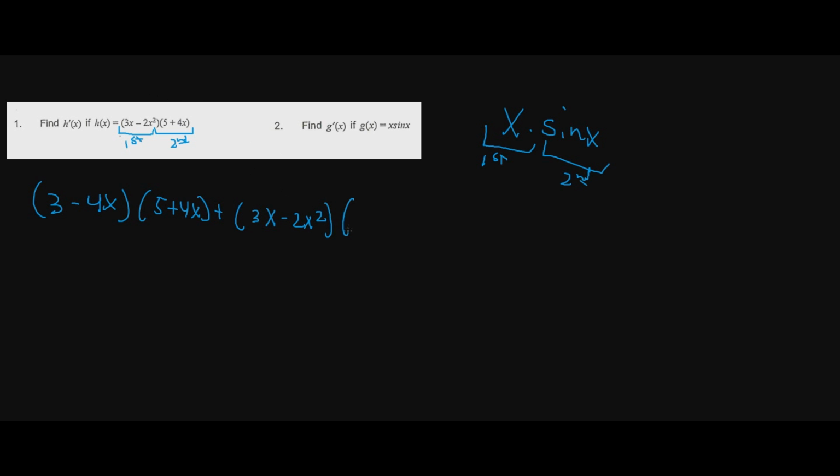Now, take the derivative of the second, which is just 4. Done. Nothing else to be done there, right? Just getting practice with this. Okay, take the derivative of the first. What's the derivative of x? Well, there's like an invisible 1 in front of x.